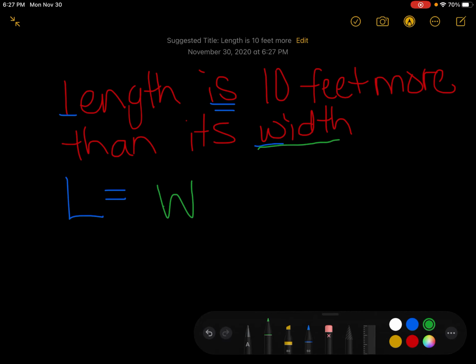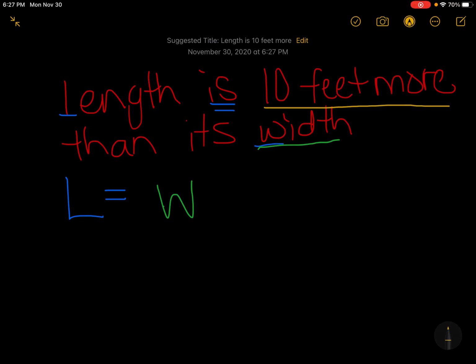And what else is important here is that this length is 10 feet more than the width. If something is more than something else, remember we said that we were adding to it. And in this case, that's exactly what we're doing. We can put this in parentheses to show that we have to solve this first in order to find the length. It's not a matter of doing algebraic manipulation. And we do know that it is feet here. So let's take a peek at another one.